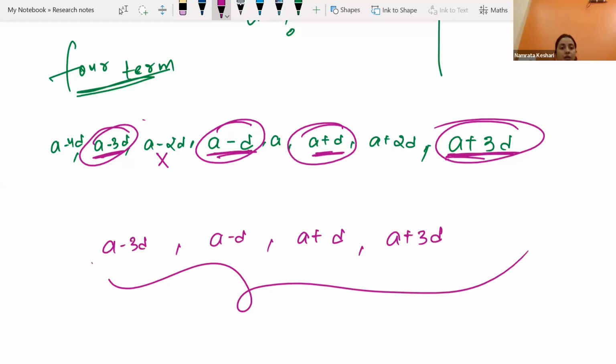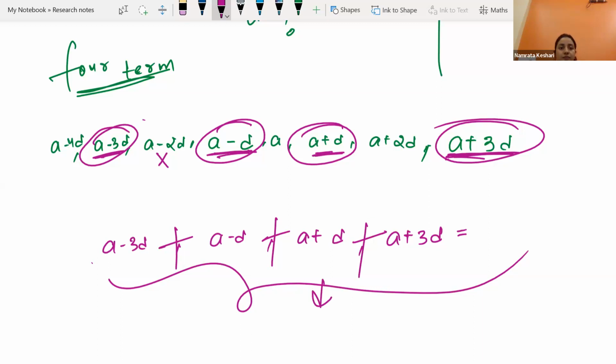But ma'am, why are we taking alternate terms? See, in the question I said, we are making such an AP so that the sum of four terms we will be doing, and easily either A or D we will be able to cancel, and the other unknown we will be able to find easily over here only. That's why we are creating by taking the alternate ones.